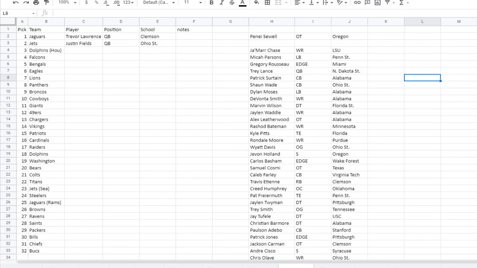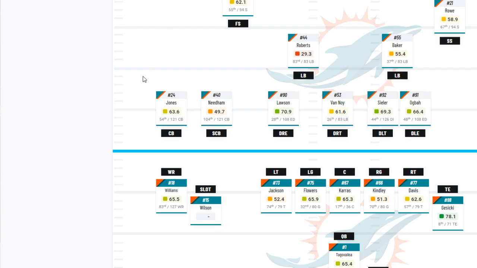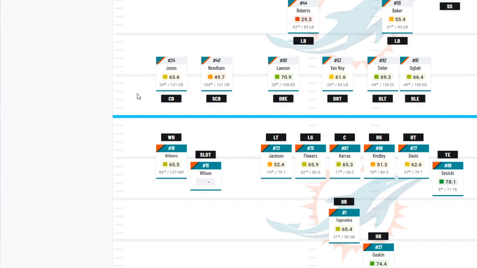The first thing that I like to do is come over to here. This is Pro Football Focus. Just hopefully they don't get mad at me. It is what it is. Let's just say that it's an advertisement for them. This is why you need them if you want to do mock drafts. There, now it's sold.